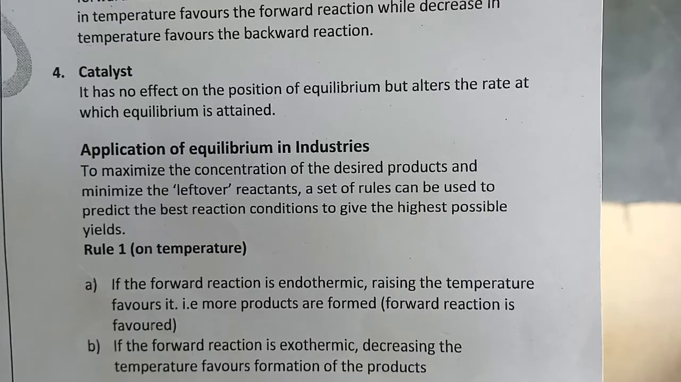Now, if the forward reaction is exothermic, decreasing the temperature favors formation of more products, because in the industry, your aim is to produce a particular type of goods, so you want to have the factors that will give you the highest yield. So if the reaction taking place is endothermic, use higher temperatures, but if the reaction is exothermic, you use lower temperatures.